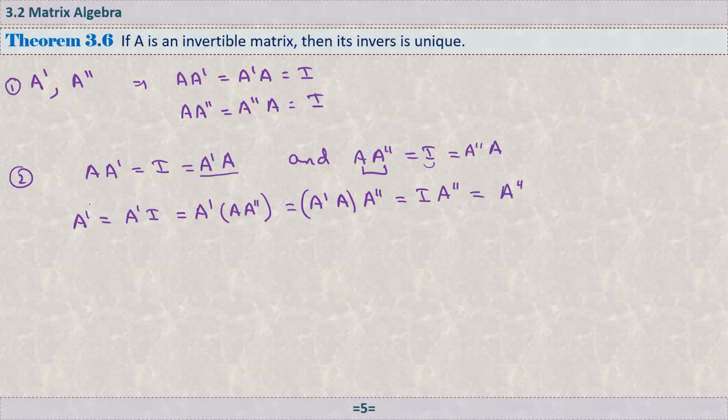Now on the left-hand side, we have A prime. On the right-hand side, we have A double prime, which implies that A prime is equal to A double prime. So that means that if a matrix has an inverse, it cannot have more than one. It is unique. It has only one inverse.